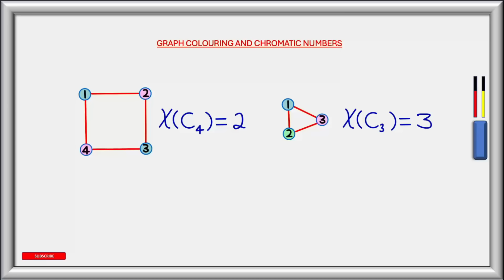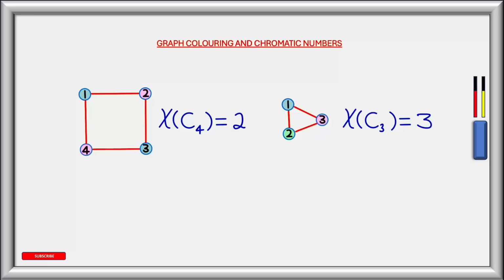Let's look at the two cycle graphs on the board. On the left, we have a cycle graph with 4 vertices, so it's a C4 graph. And on the right, we have a cycle graph with 3 vertices, so it's a C3 graph. In a cycle graph, if the number of vertices is even, like the C4 graph on the left, we just need two colors, as there will only ever be 2 vertices that are adjacent to each other. And so in this particular case, chi of C4 is equal to 2.